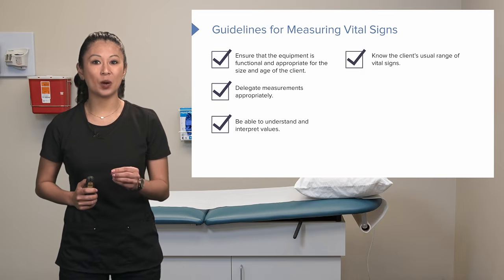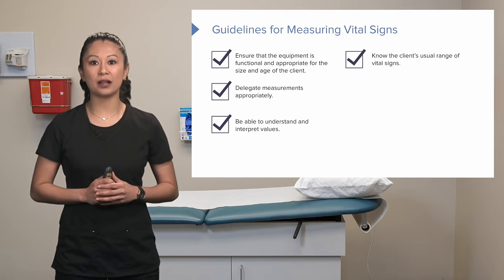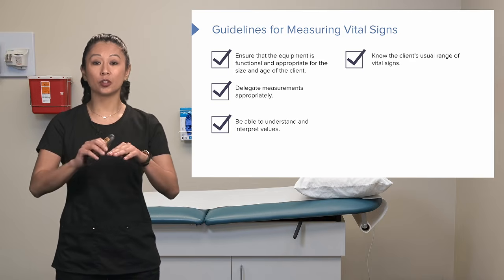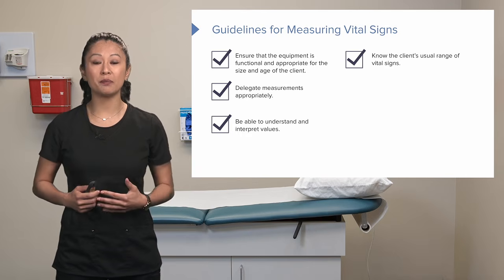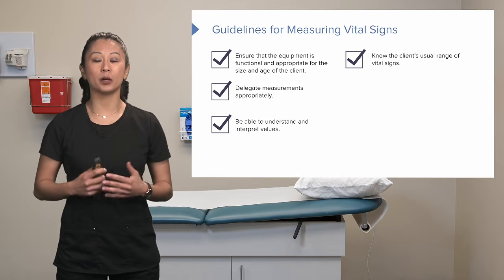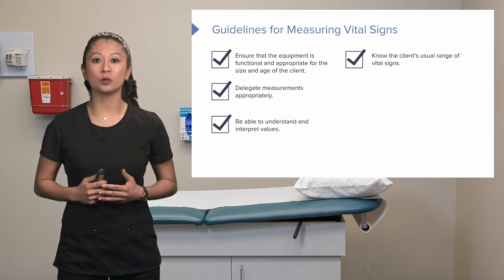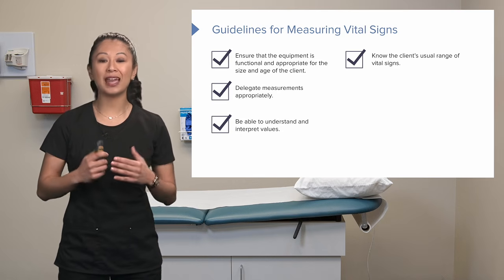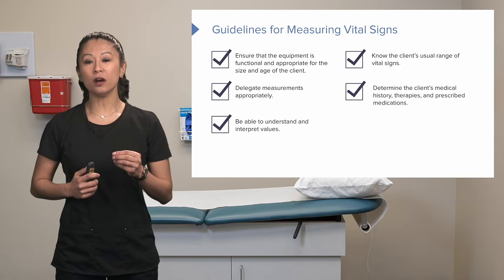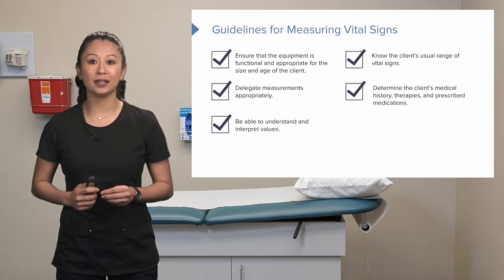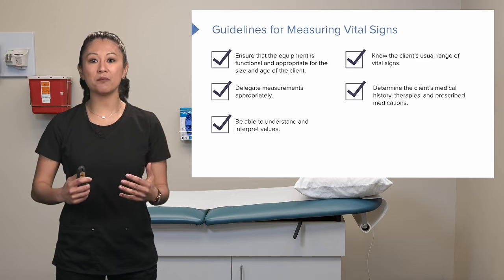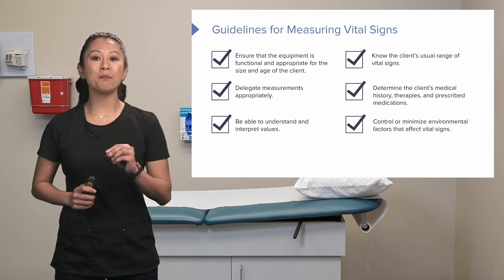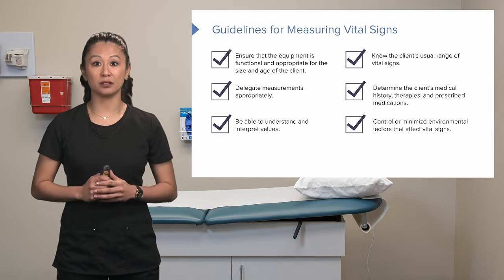The same is true as knowing the client's usual range of vital signs. This becomes important because some patients' blood pressure, what we call trend, and normally runs lower than maybe the 120/80, that's a normal blood pressure range. The same can be true as well when we're talking about heart rate. Some patients' heart rate may run a little bit lower, and that's normal for them. We also want to determine the client's medical history, the therapies they're getting, and the prescribed medications can all affect their vital signs. We also want to control or minimize environmental factors that affect vital signs.